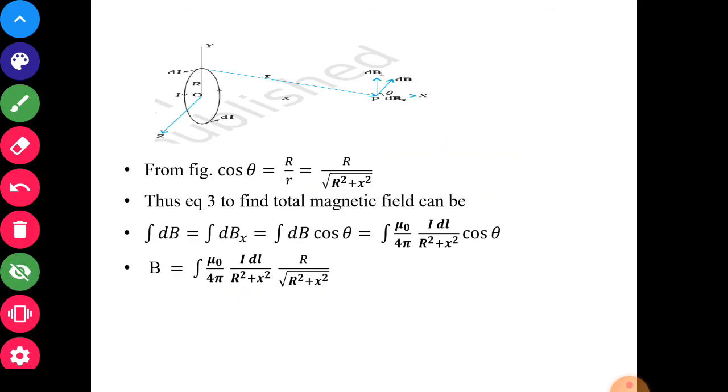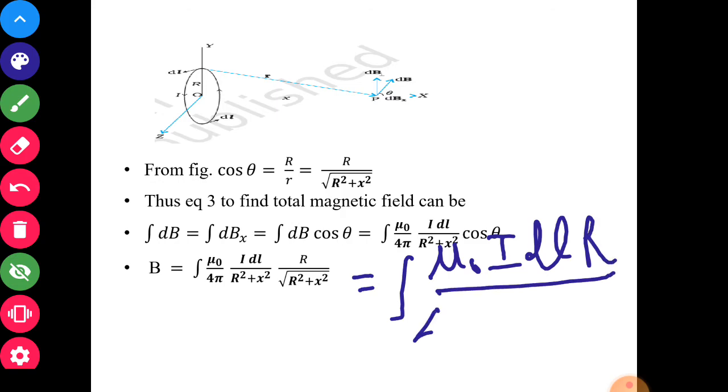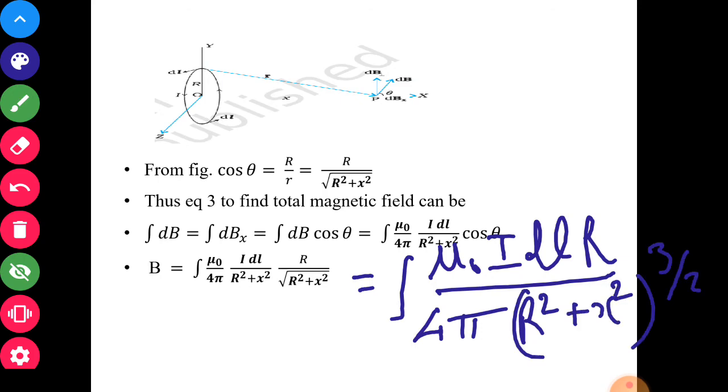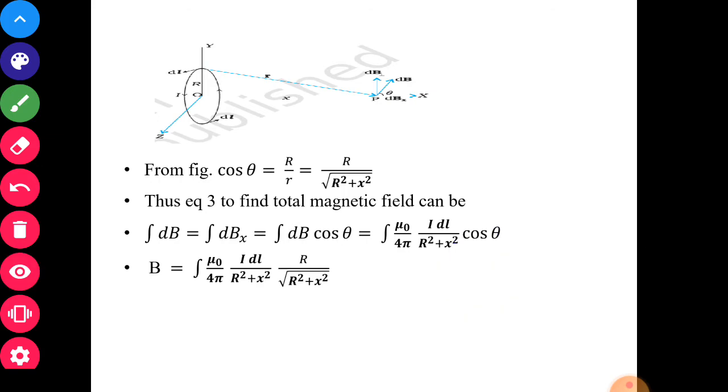All the others will remain: mu 0 I dl into capital R upon 4 pi. So it becomes mu 0 I dl R upon 4 pi, then r square plus x square raised to 3 by 2. So the new equation is like this: mu 0 I r, dl is taken in the integration, 4 pi r square plus x square raised to 3 by 2.